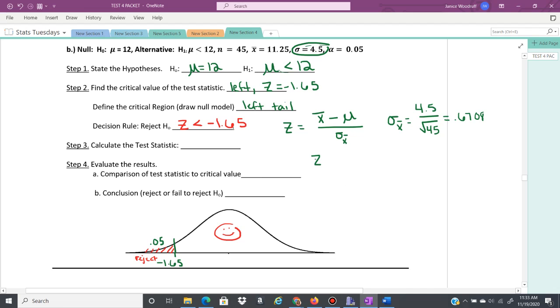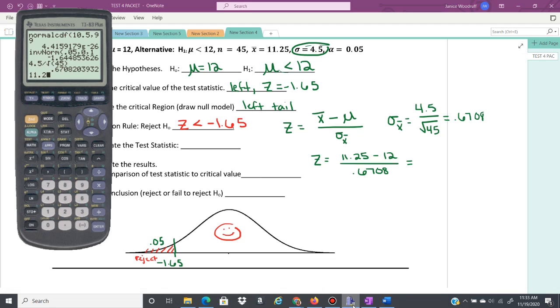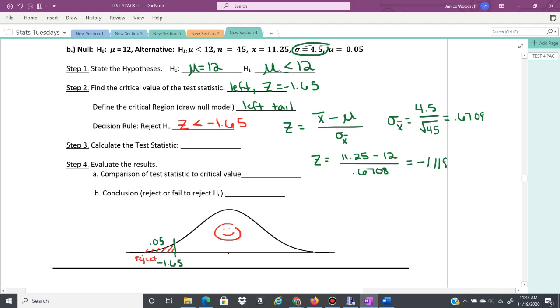Okay, so then we will do z equals our x bar 11.25 minus our mean 12 over 0.6708. Let's find that z value. So that's going to be negative 1.118. So we get a z value of negative 1.118. And if I put this on my graph, that's about, I don't know, maybe right here. So that's in my non-rejection region.